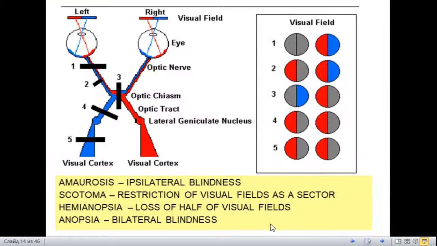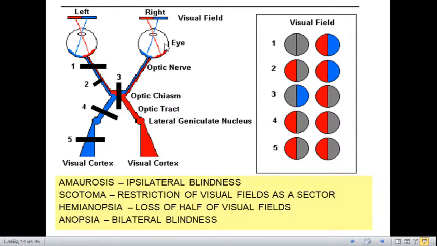Second pair of cranial nerves, optic nerve. It is also a false cranial nerve because it is actually an outgrowth of the brain. Due to development, it derives from diencephalon, and it is a part of conducting tracts of the visual analyzer. And let's briefly revise it. So, actually, the first neuron of this analyzer lies in the retina. It is represented as three links.